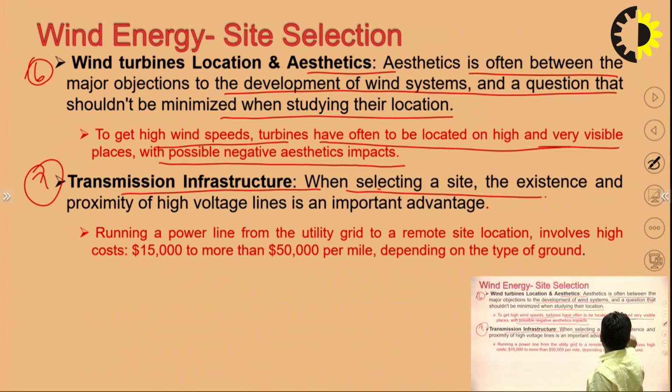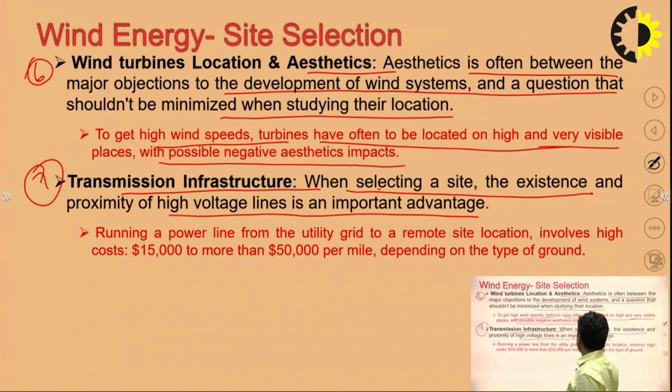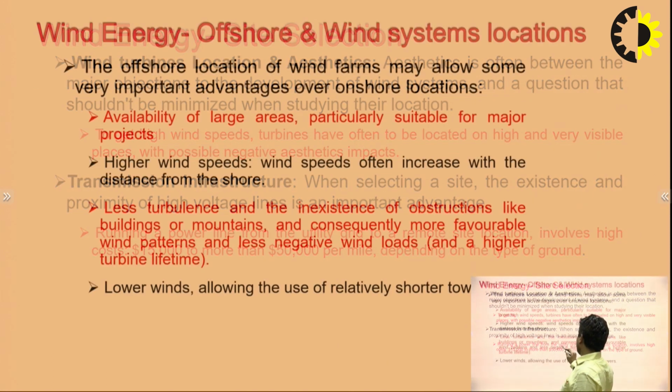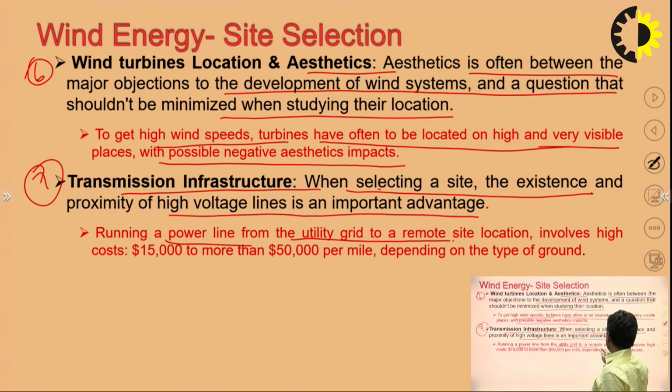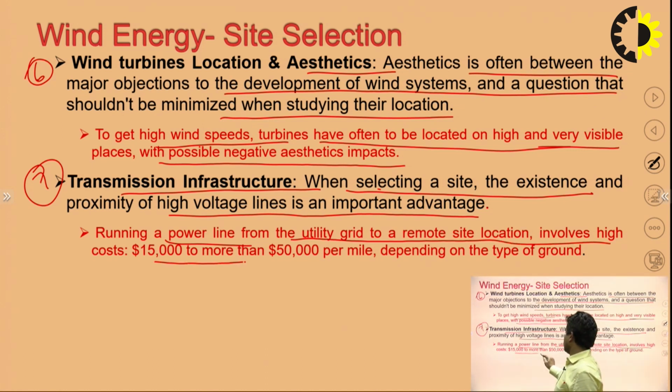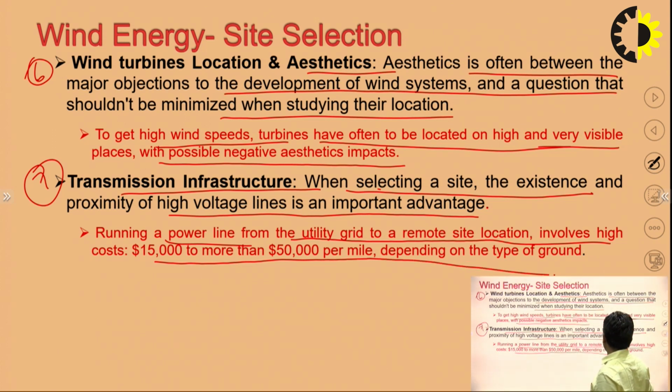When selecting a site, the existence and proximity of high voltage lines is an important advantage. Running a power line from the utility grid to a remote site location involves high cost, $50,000 to more than $50,000 per mile depending on the type of ground.